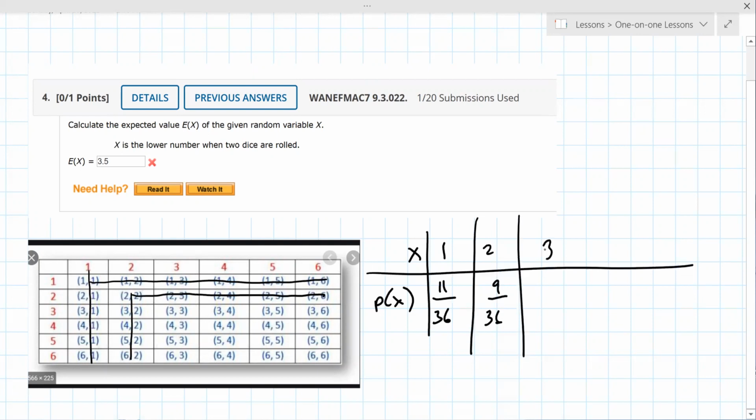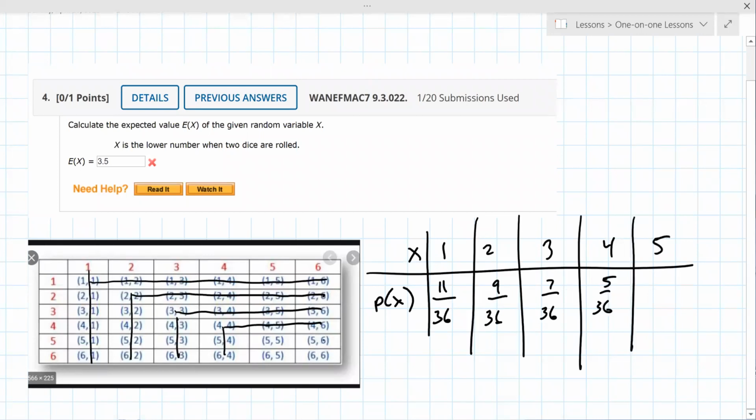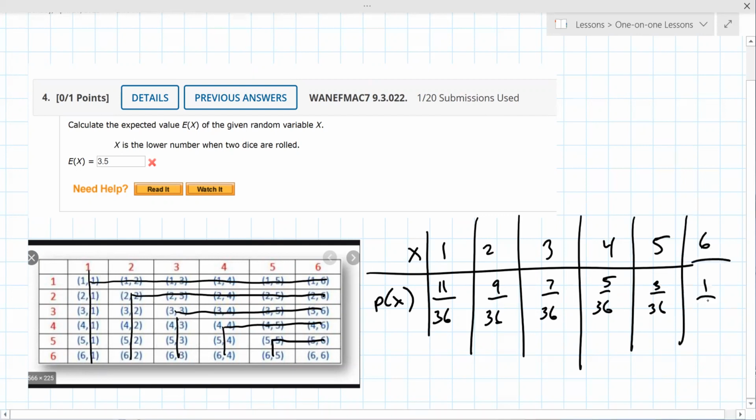And then for 3 is this one here. You can see the pattern here, 7 out of 36. 4 is this L shape here, and that's 5 out of 36. 5 is this right here, 3 out of 36, and then 6 is 1 out of 36. Just that one there, the lower number. If it was the higher number, it'd actually be the same thing. So maybe we'll just make a note of that, because these numbers would change order, but it would be essentially the same type of patterning that you see here.